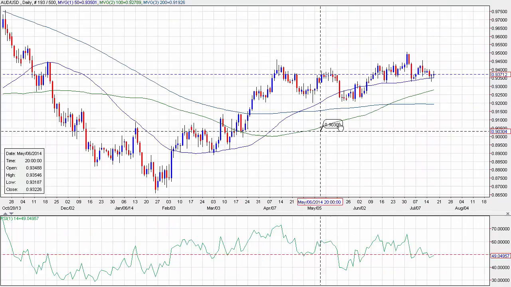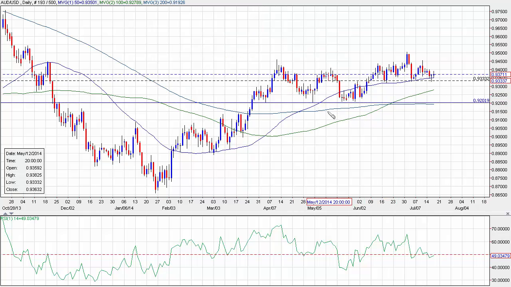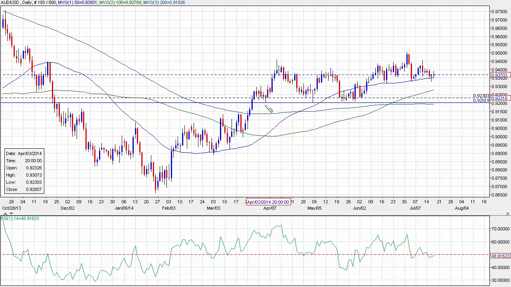Let me go to the daily chart. So the 0.92, 0.9210 area, which was support in June and May, as well as in April.